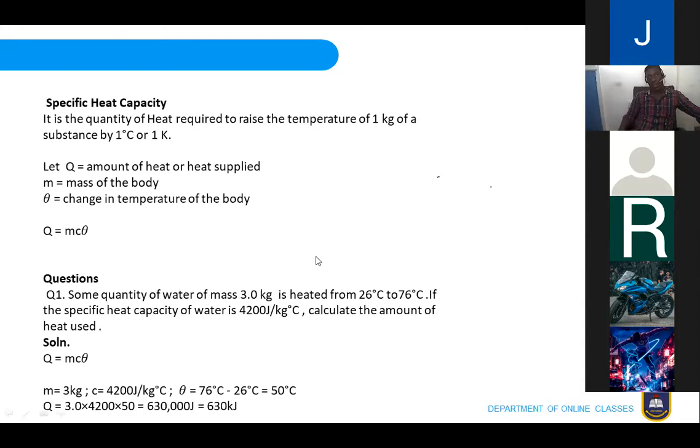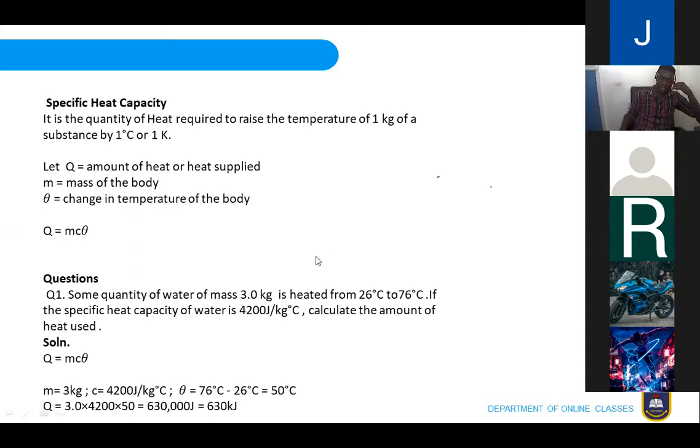The M over there represents the mass of the body. The theta represents the change in temperature of the body, as we saw previously in heat capacity. Now the formula relation is Q equals MC theta.